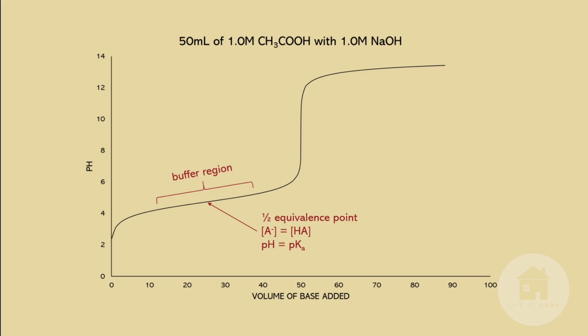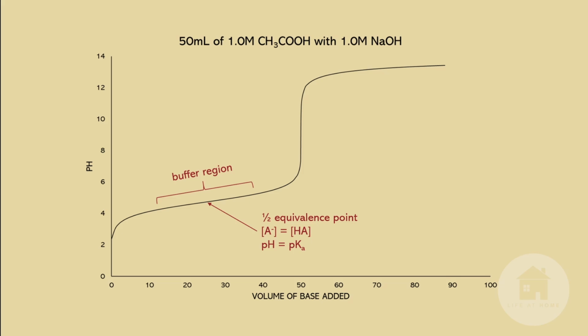If you'll notice, this curve is kind of flattened out in this region. So when you add acid or you add base, you notice that you can add more and not really drastically change the pH. We would call that the buffer region. And your buffer region is always centered on your pKa value.